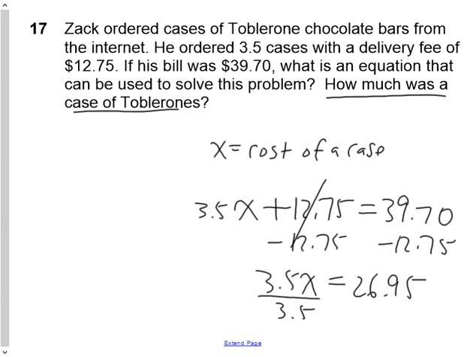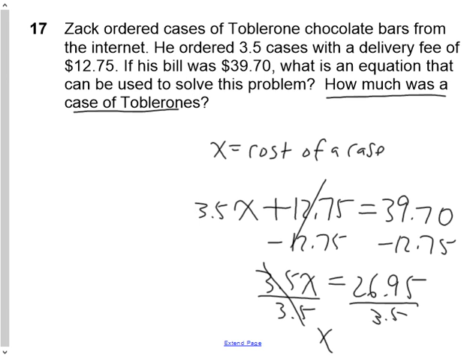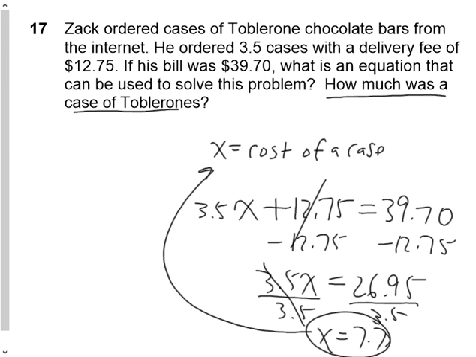Divide both sides by 3.5. So instead of having 3.5 cases, you're going to have one case, and that will be 7.70. So x equals 7.70. And since we defined x as being the cost of a case, therefore the cost of a case is $7.70.